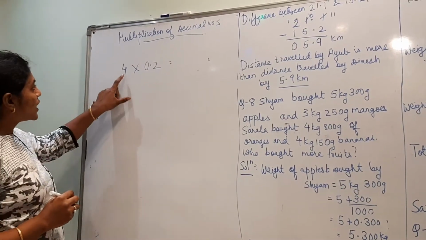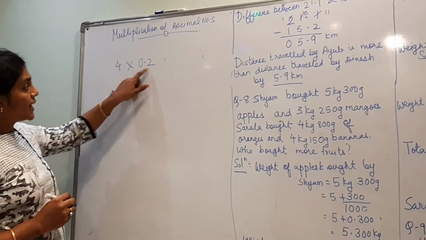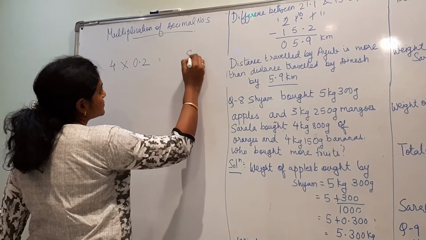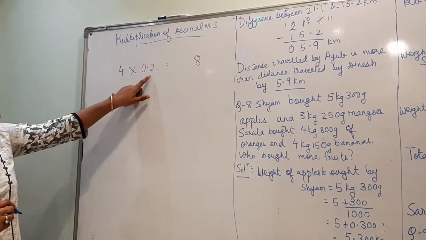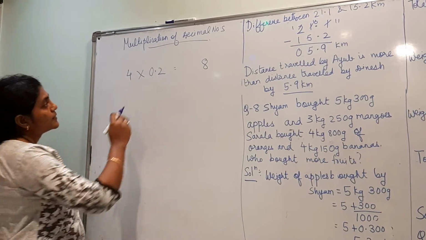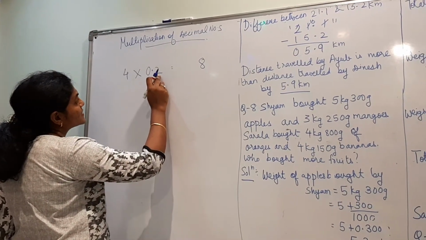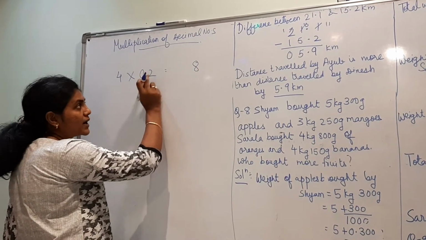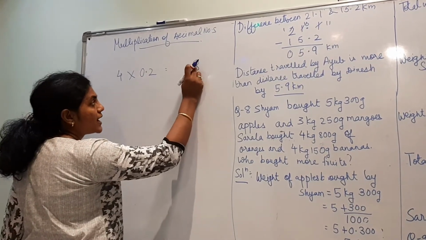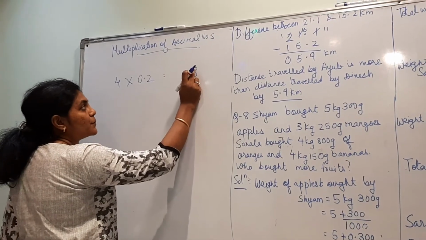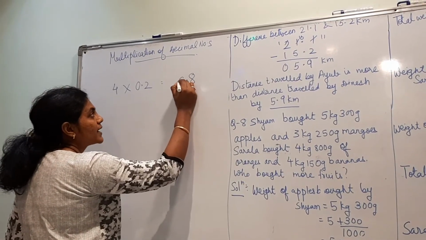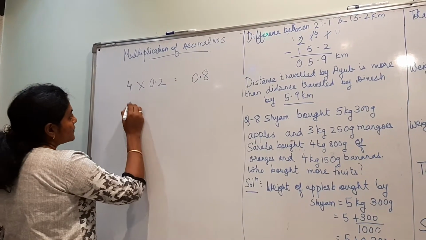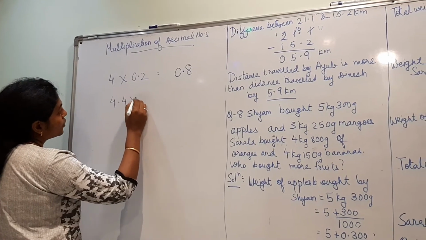Now suppose you multiply a whole number 4 into 0.2. So what I will do, I will just multiply 4 into 2, 8. Then I will see here after this decimal point, 1 digit is there. So before the answer, whatever answer you are giving, the decimal point will be there and it will be 0.8.